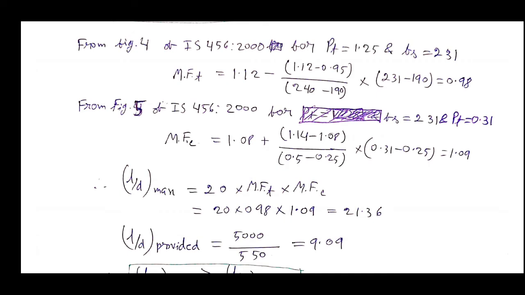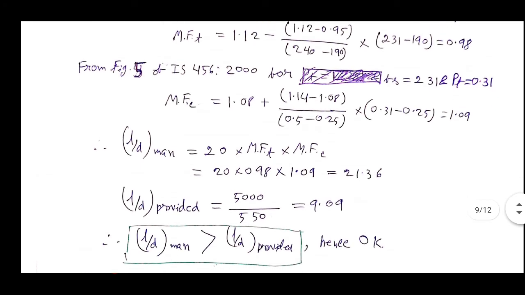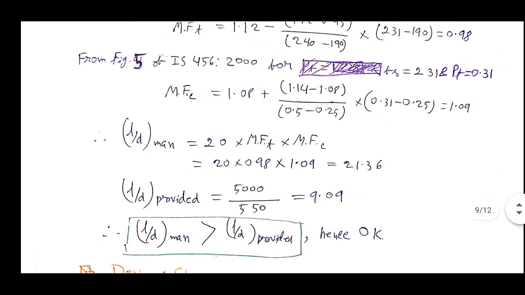So 20 into 0.98 into 1.09 equals 1.36. So this is the length to depth ratio maximum, L by D max, and L by D provided, our actual length by actual effective depth, that is 5000 by 550, equals 9.09. So L by D max is greater than L by D provided, hence okay, and it is safe for deflection, right?